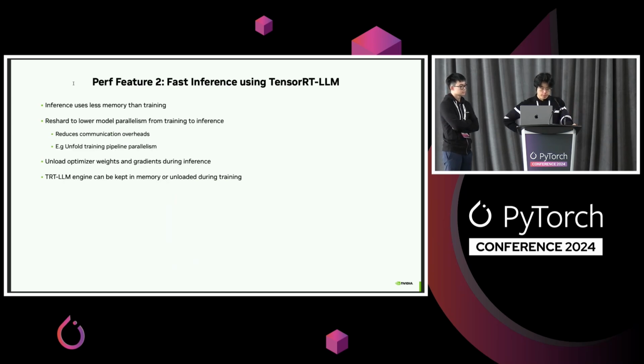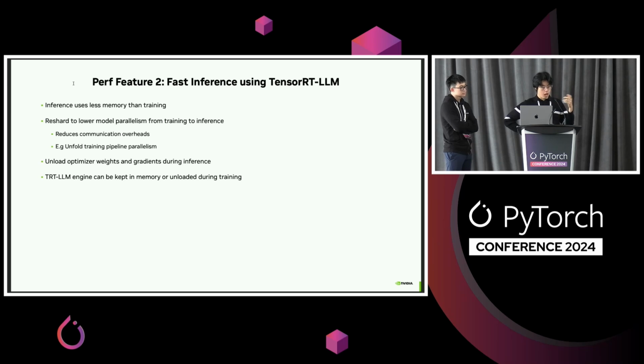Another detail that I want to mention is that inference uses a lot less memory than training. This is because inference is just lots of forward passes, so we don't need things like optimizers or gradients. So when we switch from the training stage to the inference stage, we reshard our model parallelism from training to inference to a lower model parallelism. The reason we want to do this is because typically in inference, we have much higher computational costs because we are in that autoregressive loop. So we want to minimize those communication overheads and maximize performance.